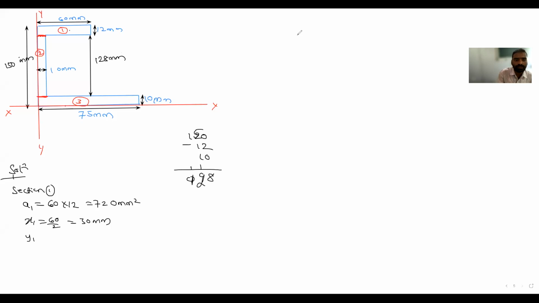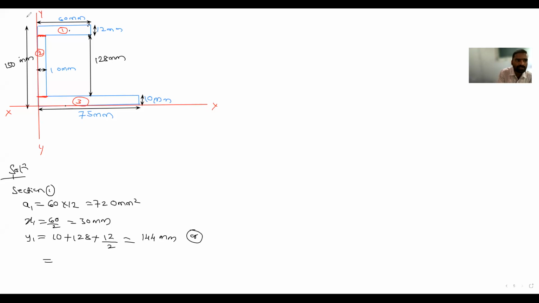Now I will calculate y1. So y1 is from the reference axis till the CG of this one, in the y direction. Tell me, this is how much? Bottom flange 10. Plus from this point to this point, the total is how much? 12 mm. 12 mm divided by 2, that is 6. So total how much will you get? You will get 144 mm.